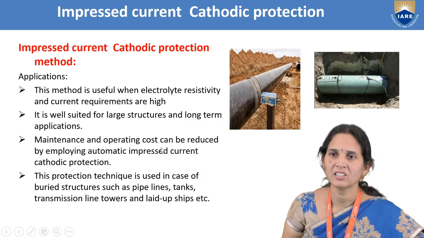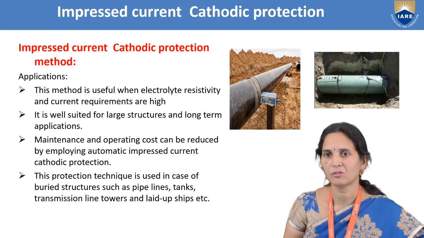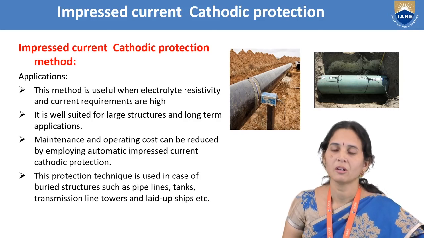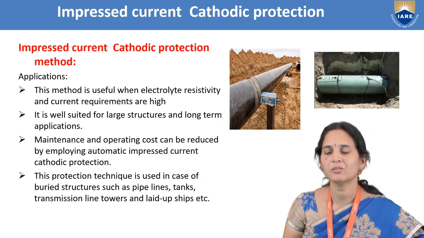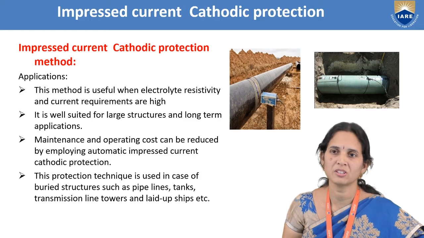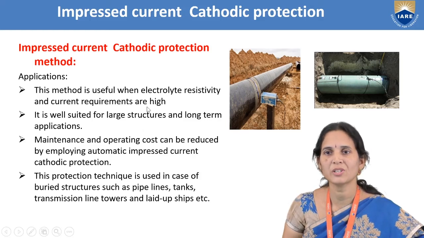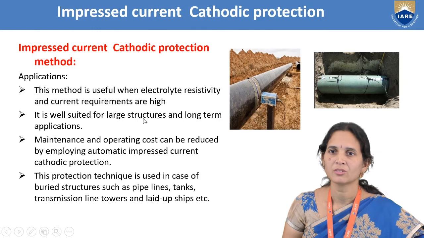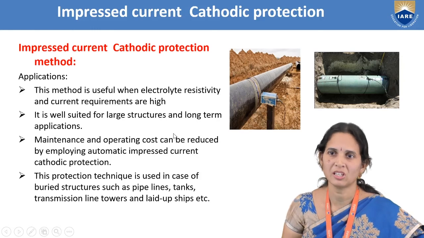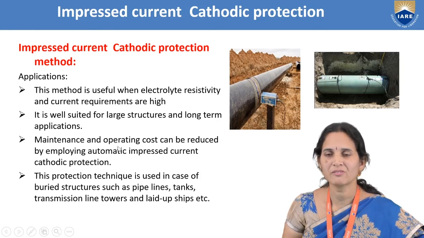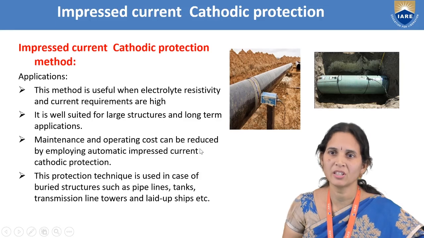Maintenance and operating cost can be reduced. In the sacrificial anodic protection method, when the more active metal, the sacrificial anode, has completely corroded, you have to take it out and replace it with a fresh one. But in the impressed current cathodic protection method, maintenance will be easy. We connect to the battery and pass the current, and we protect the metallic structure. So maintenance is very easy and operating cost is reduced.